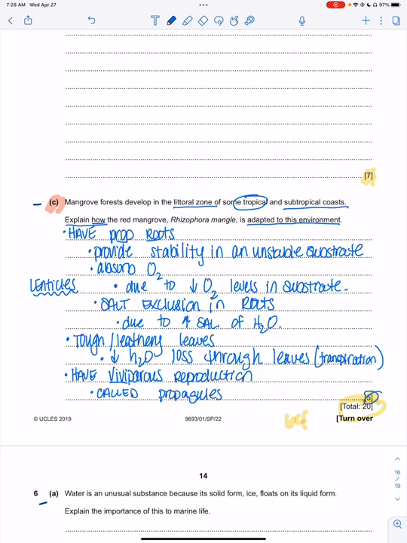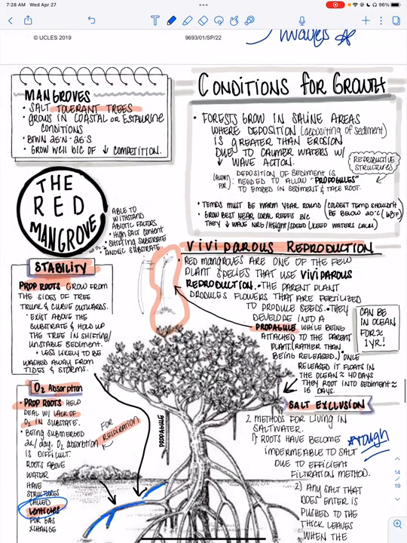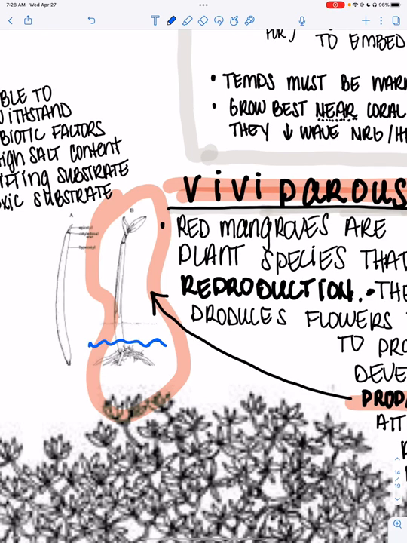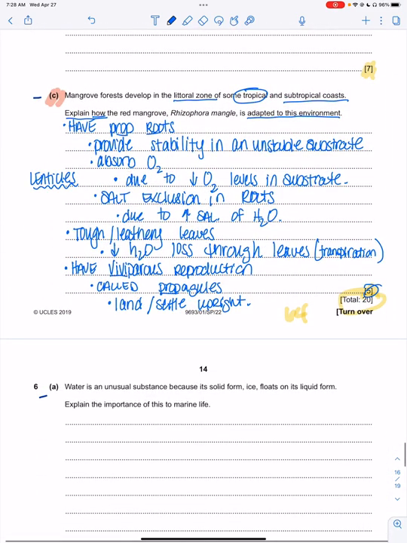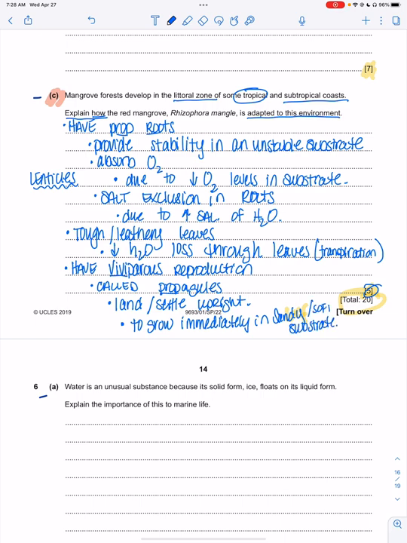Propagules. We have prop roots and propagules, little prop babies. They land or they settle upright versus just a seed having to get buried, but they're already starting to grow their roots like this whenever they land. And we have this in my classroom. You can see that their long roots are like this. Okay.